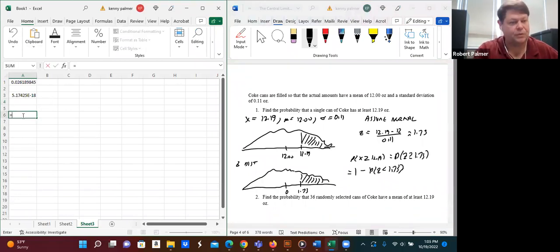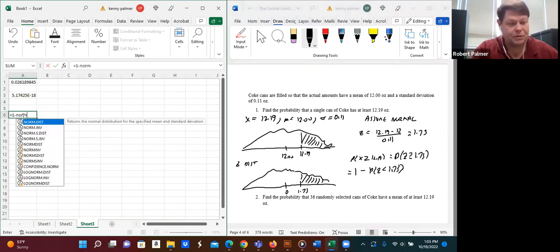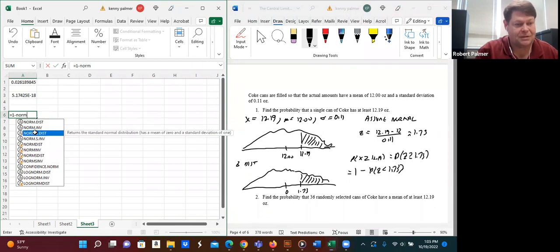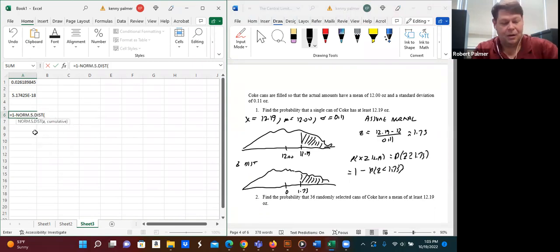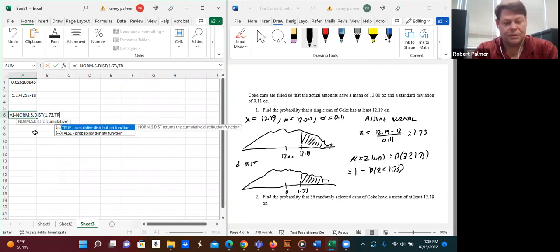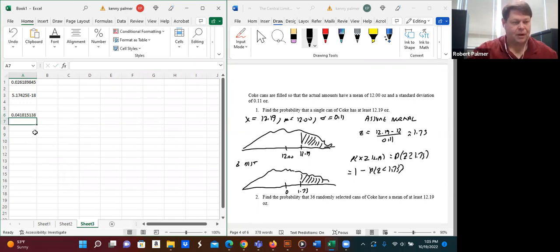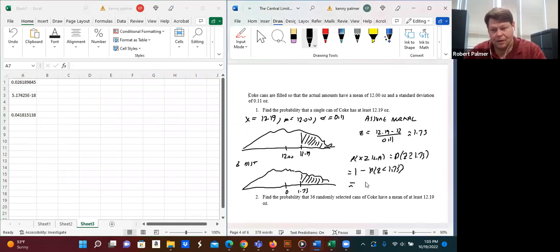So equals, always do an equals, 1 minus, and then normal distribution. So NORM.S.DIST, and then 1.73, and just always do TRUE for this. Okay. And so the probability of that, then, as it says, is approximately 0.04, let's go 2 decimal places, about 4%.